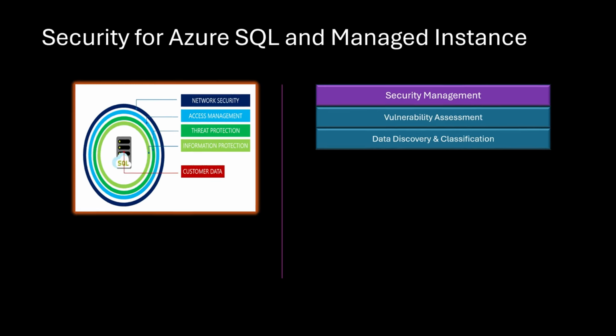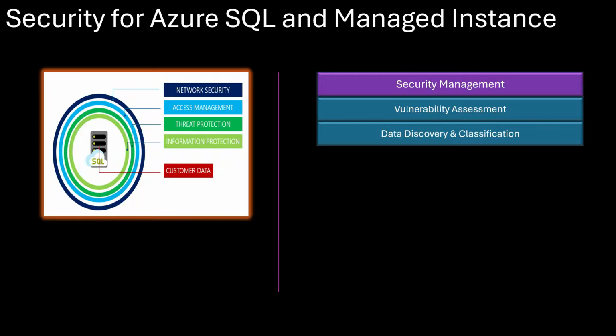To continuously monitor and improve database security, you can use vulnerability assessment and data discovery and classification. Vulnerability assessment scans your database for security weakness and provides recommendations. Data discovery and classification identifies and labels sensitive data to enforce access policies and meet compliance requirements.